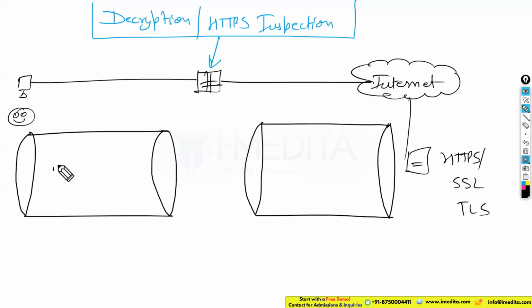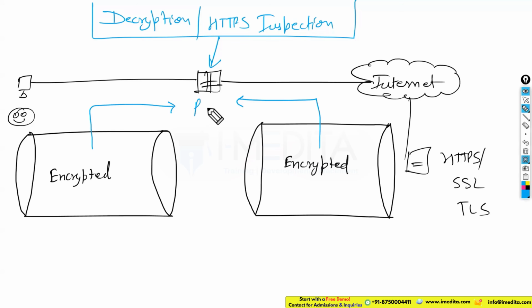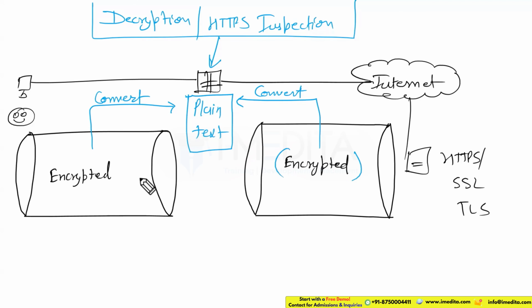When data is in the tunnel, it will be encrypted. But when data is available at the firewall, it will be in plain text format. So decryption will convert encrypted data into plain text.